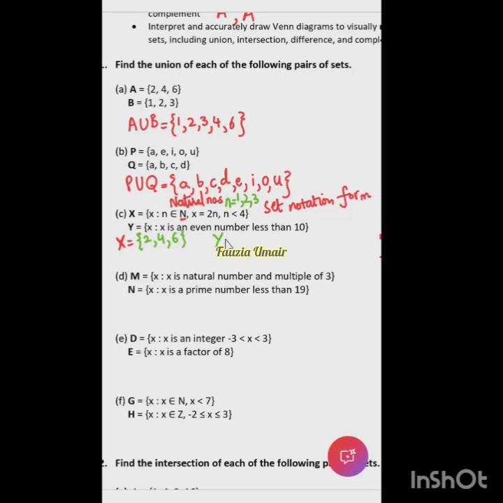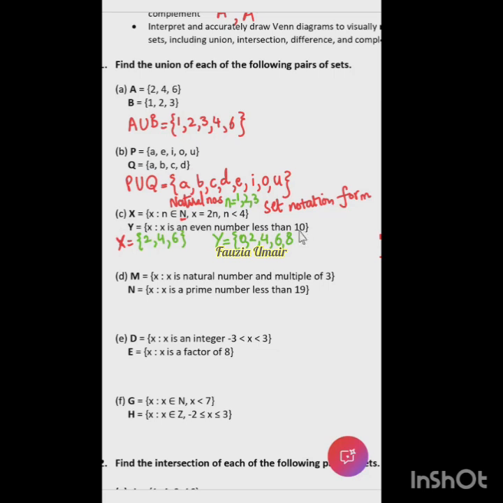All right. So now let's write down the elements of set Y. So now let's look at this. X such that X is an even number less than 10. Even number less than 10. So what would be the first element? What is the first even number? 0, 2, 4, 6, 8. So will 10 be coming?